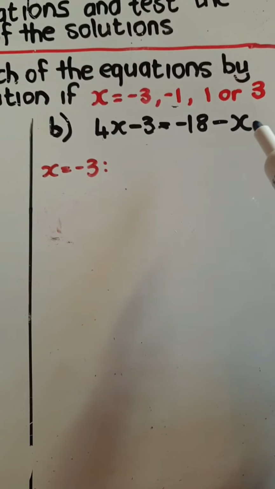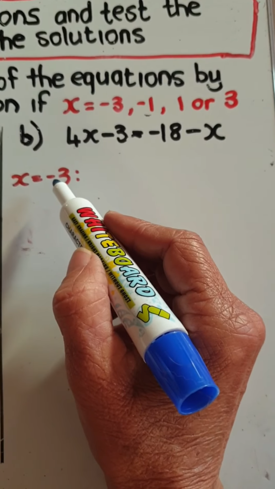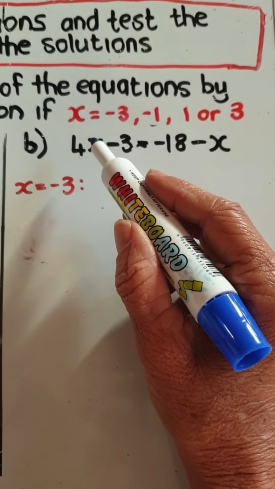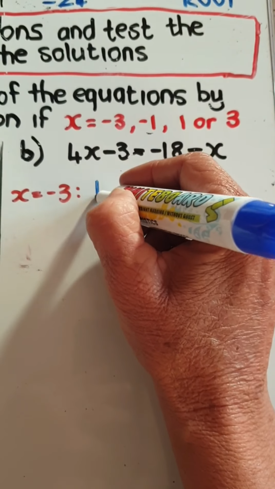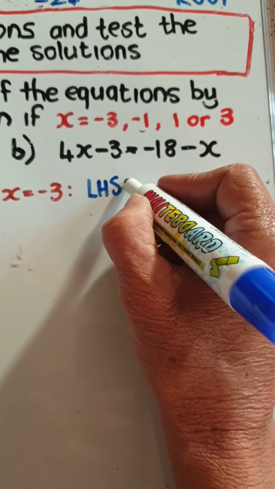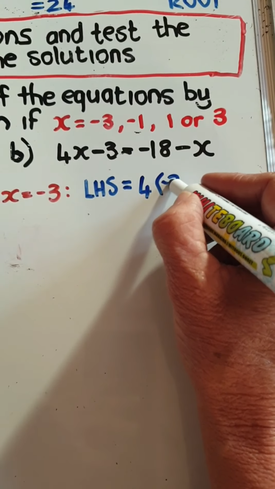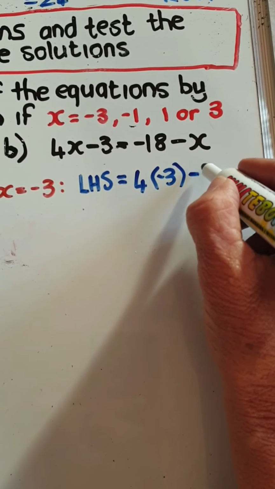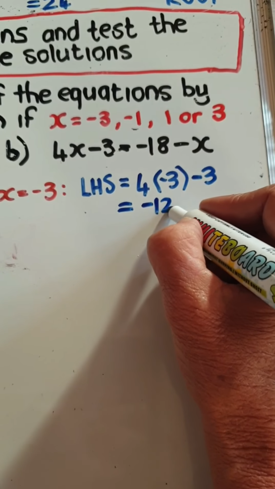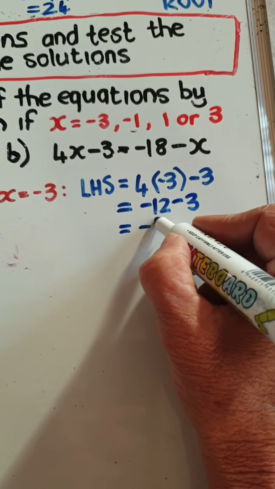Here's my second equation, and I must use the same value. So I must start with the first one. If x is negative 3, what is different in this equation is that I have a variable on both sides. So for this one, I'm going to see what the answer will be on the left-hand side. First, I'm going to substitute on the left-hand side, and I'm going to get 4 times negative 3 minus 3, and I'm going to get that the left-hand side is equal to negative 12 minus 3, and that will give me negative 15.